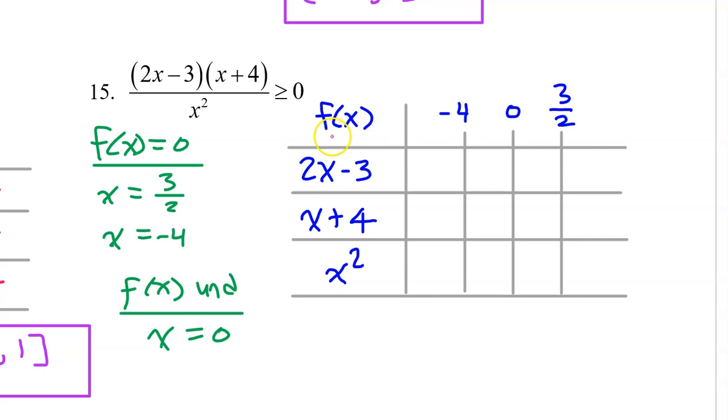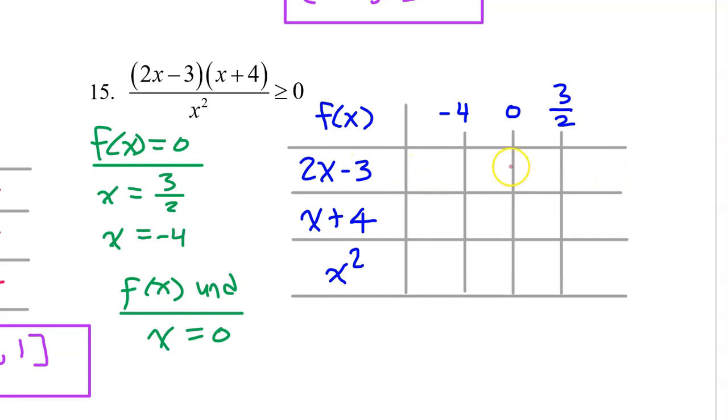Set up your sign chart like this, with a row for every factor, including this x squared, and with your critical values in order from least to greatest across the top. This is a number line. So 2x minus 3 gave us the 0 of 3 over 2. So this is the only place where this factor might change signs.